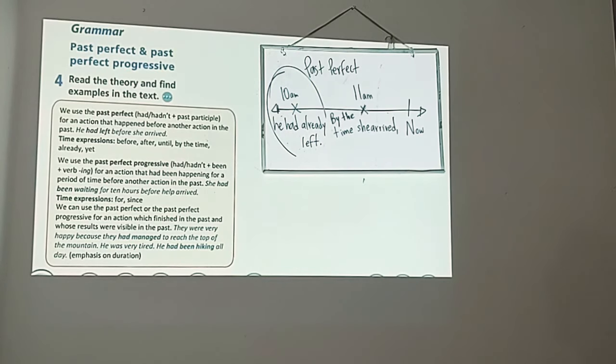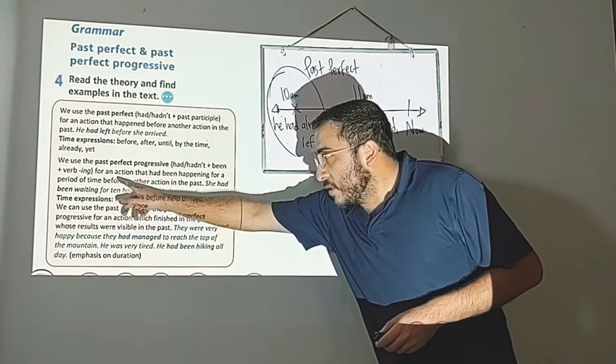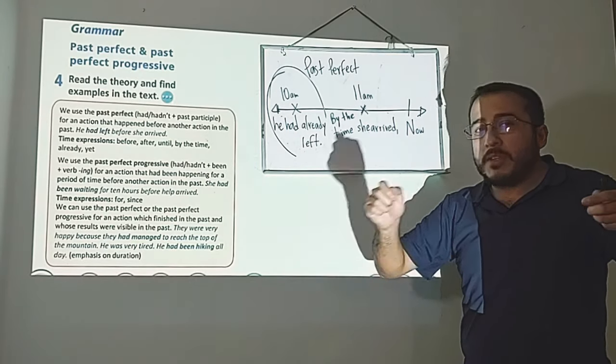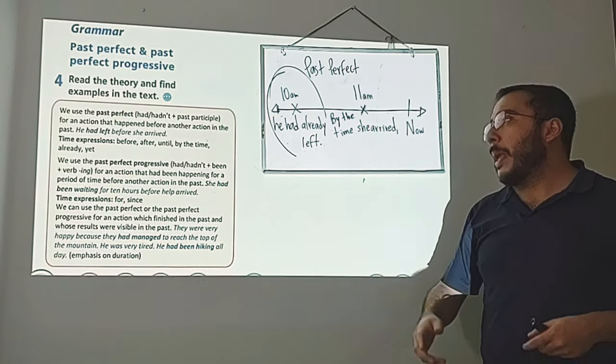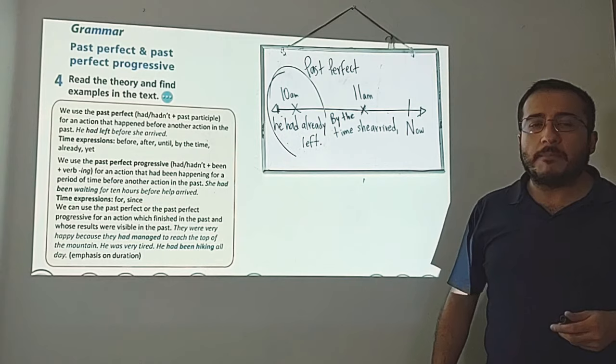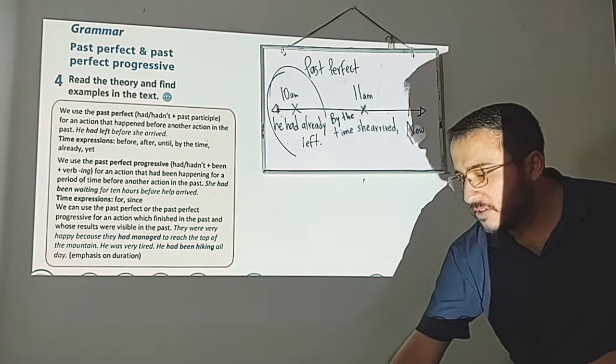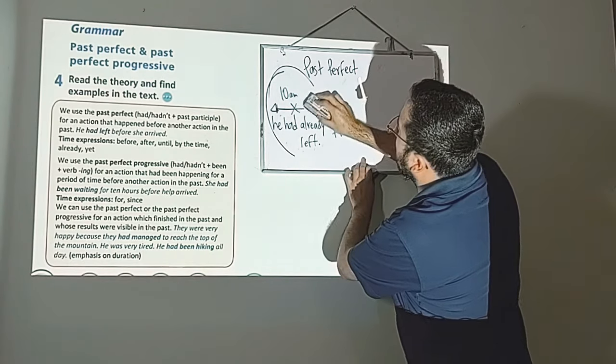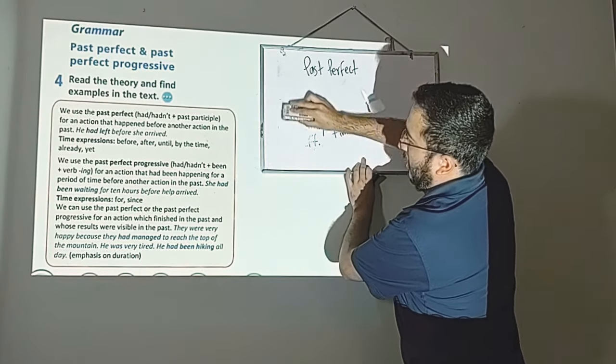Why the verb in ing and not the past participle anymore? Because it is a progressive tense, and all progressive tenses in English need a verb in ing. But now the use, it says in here, we use it for an action that had been happening for a period of time, subrayen eso, for a period of time before another action in the past. Again, let me just erase my timeline. Again, guys, pay attention. We need two actions again in the past.